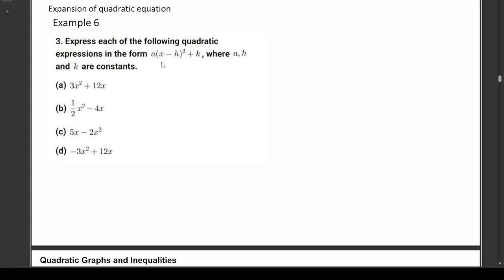Okay, so when you see this form, you see the bracket and you see the square. So this is basically a complete square, right? It's a complete square format. So they are asking you to complete the square of the following expression, right? Okay, so you have done completing square. So you just do it in a similar manner for all the equations. Okay, now let's look at A.